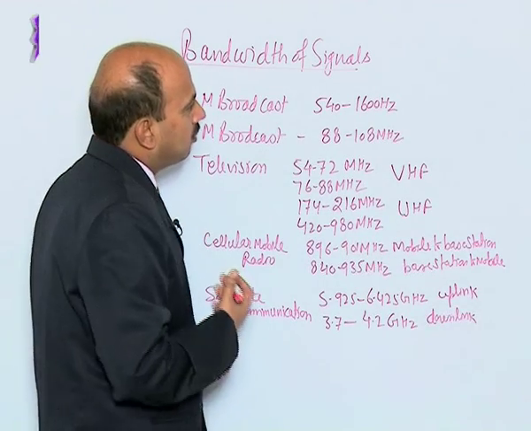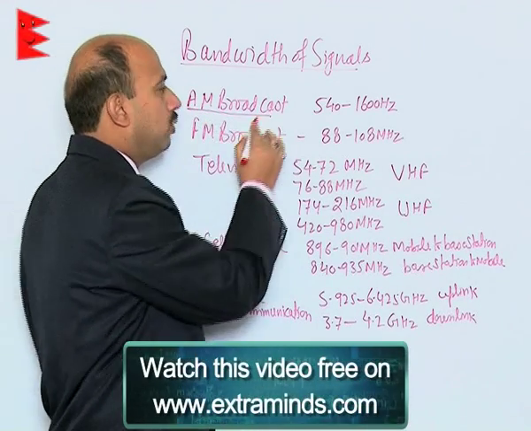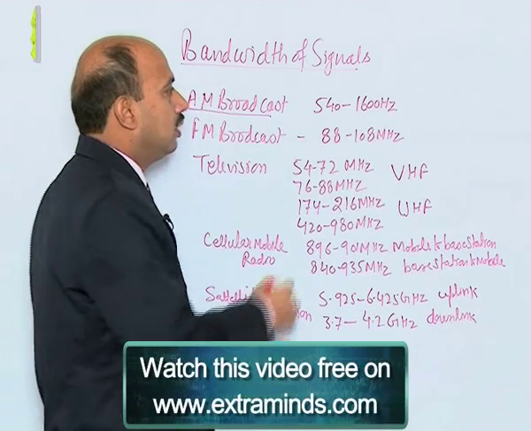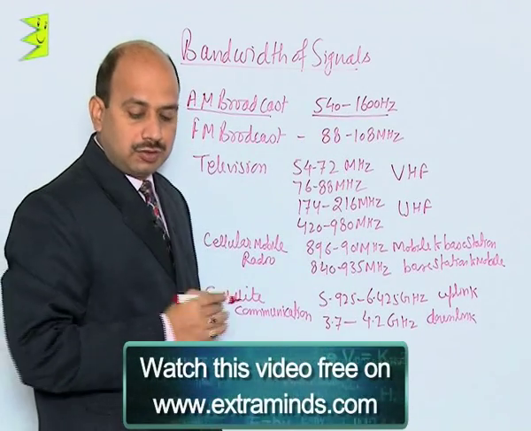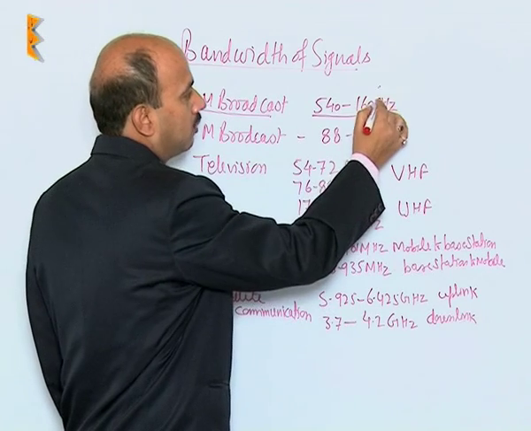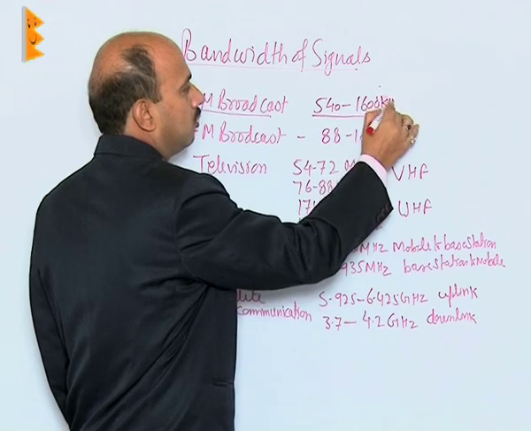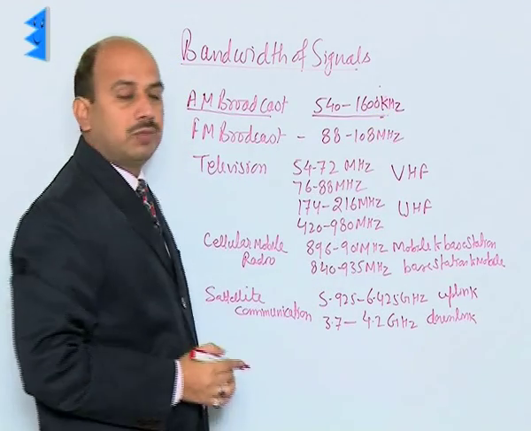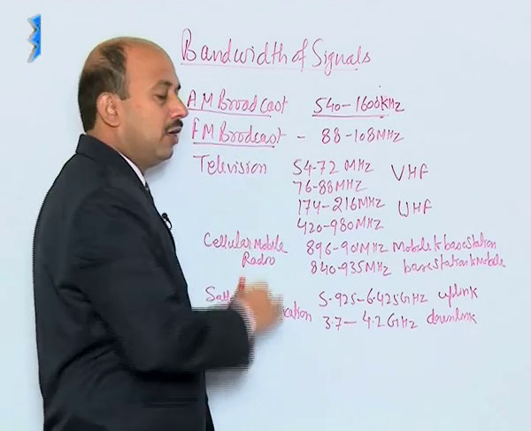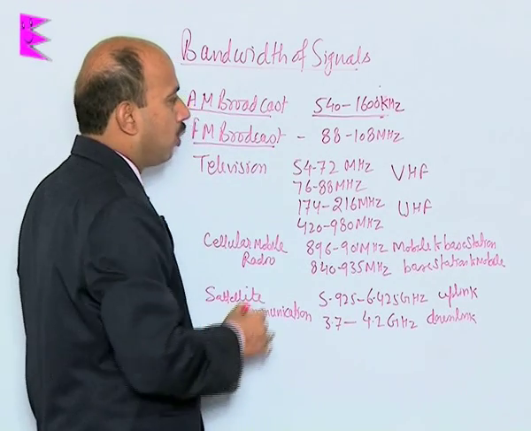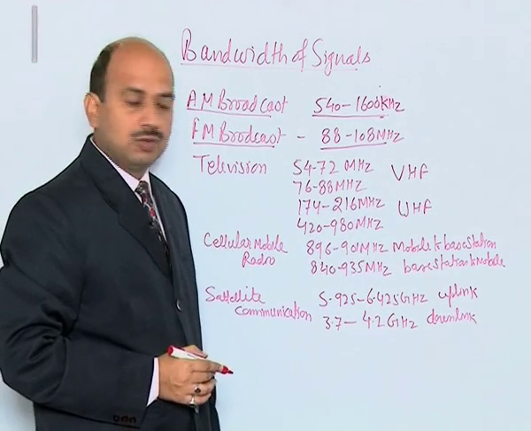Here are the different types of services and frequency bands. First one, AM, that is amplitude modulated AM broadcast, uses 540 to 1600 kilohertz. We can write this as kilohertz. So AM broadcast uses this frequency band. But FM broadcast, that is FM radio, you must be knowing, uses 88 to 108 megahertz. These are the frequency ranges used.